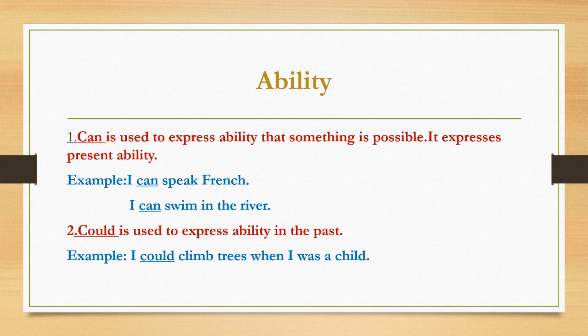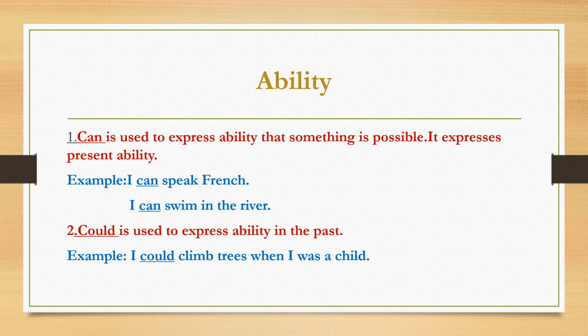So let us do one by one each of them and understand the functions of various modals. Ability. Number one, can. Can is used to express ability that something is possible. It expresses present ability. Example, I can speak French. So this is my ability. I am able to speak French. I can swim in the river. So this is my ability.